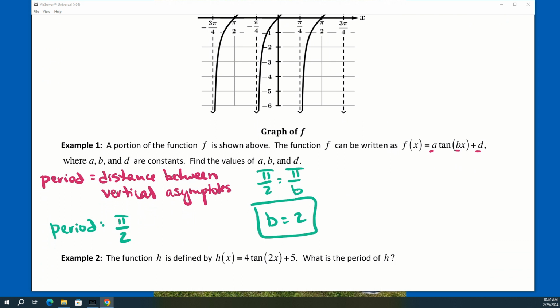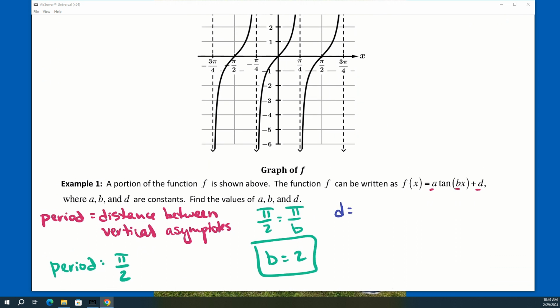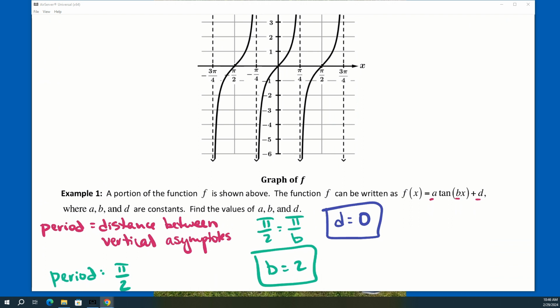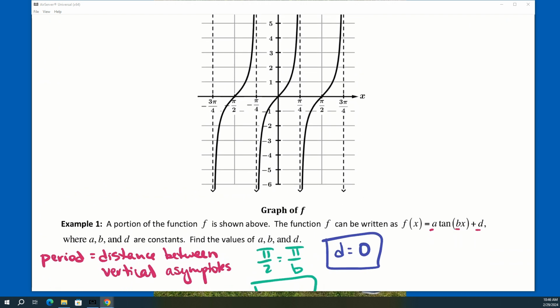All right, D is going to be the vertical translation or the midline. So where is that here? 0. All right, and I'm going to come up in the space beside the graph to find A because it's the tough one.